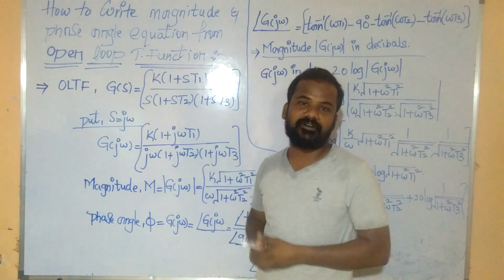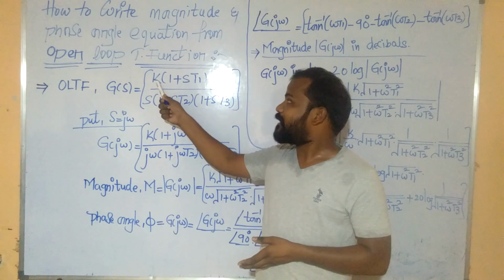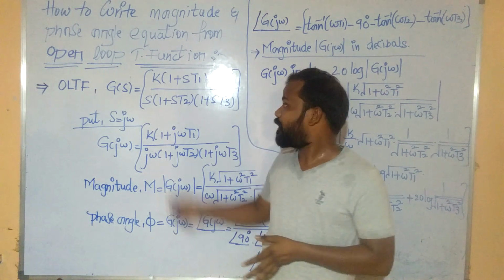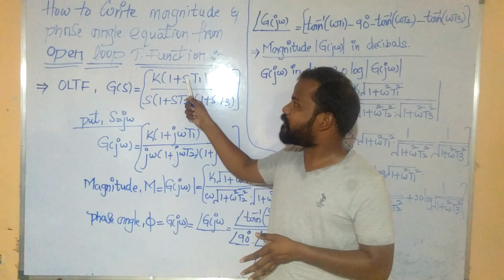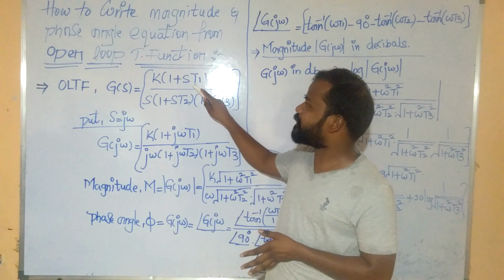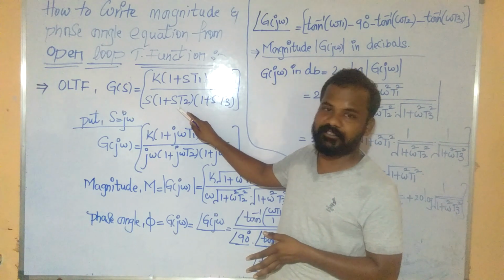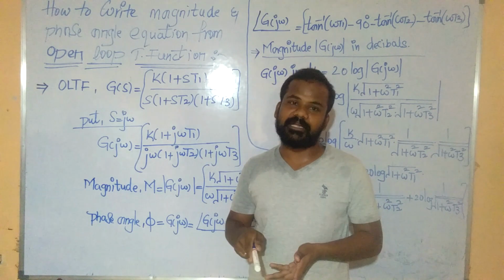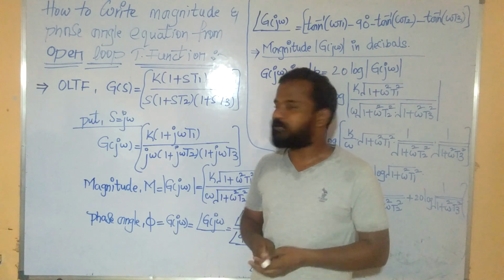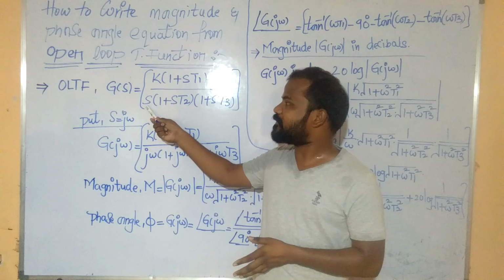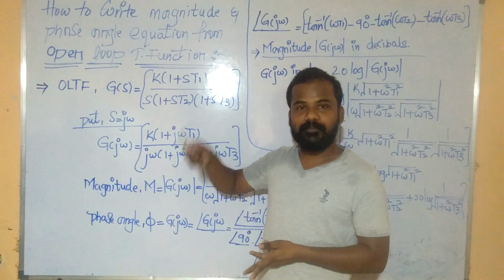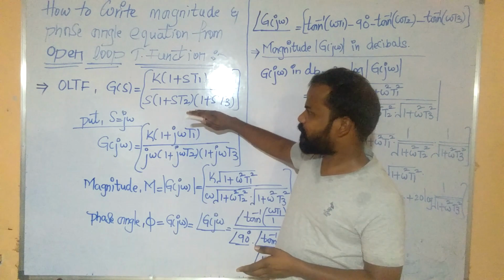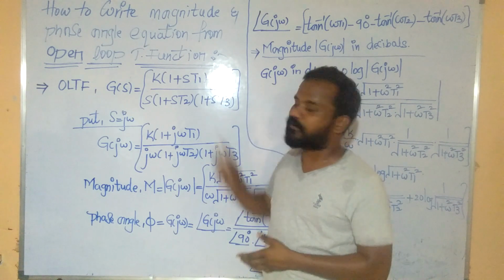Clear? K is a constant, so there is no angle; its magnitude is K and its angle is 0 degrees. With tan inverse of imaginary by real, you get the phase angle for each of these terms. Then what about s? s is equal to j omega, and j means 90 degrees. So we can say s equal to j omega means omega at an angle of 90 degrees. Clear? Now this is the actual function given.